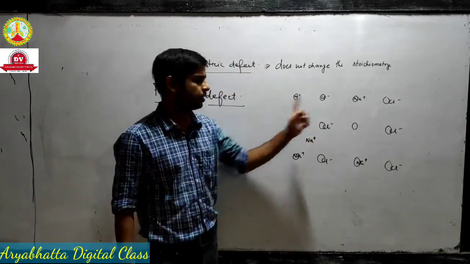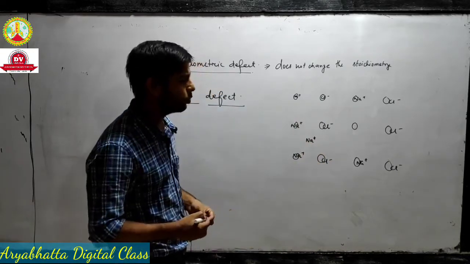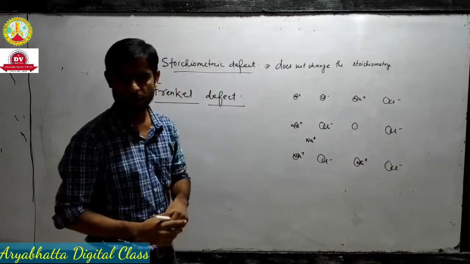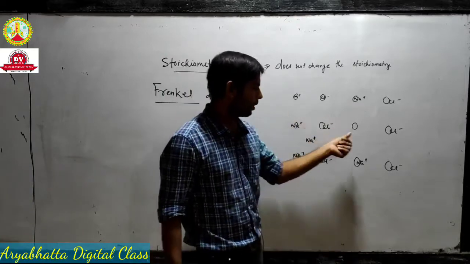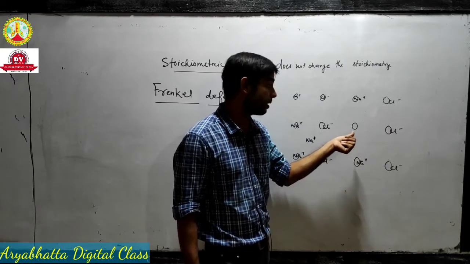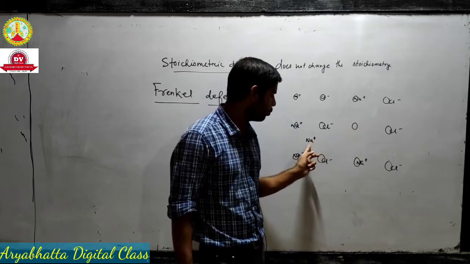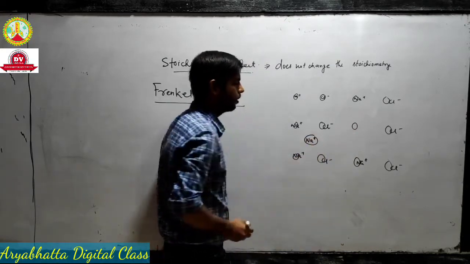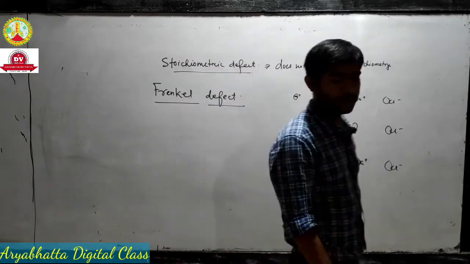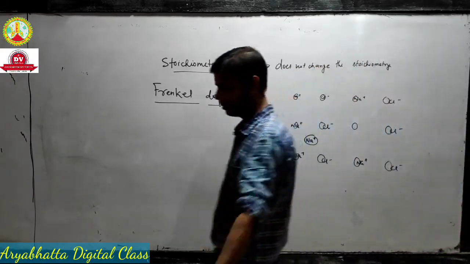So what is happening? The total number of sodium positive ions is the same. How many sodiums should be there? 1 2 3 4 5 6. There should be 6 sodium in this crystal. But one sodium is absent from the site where it is supposed to be. It shifted to another location. Since the amount is not changing, in Frenkel defect the density of the solid remains unchanged.